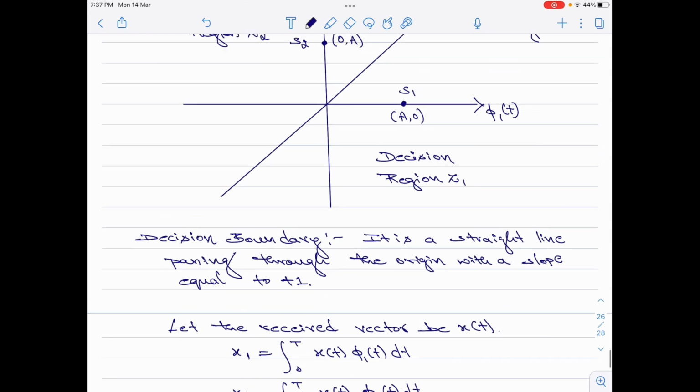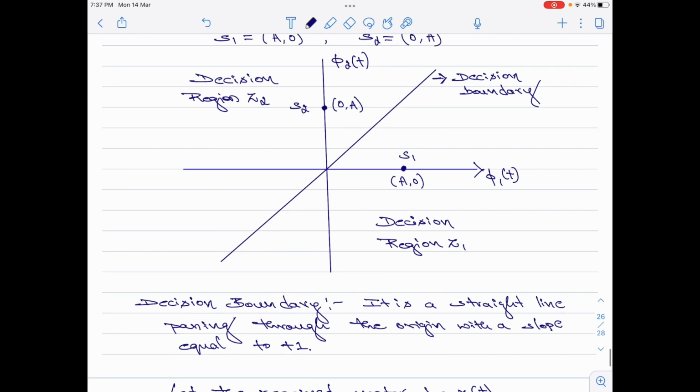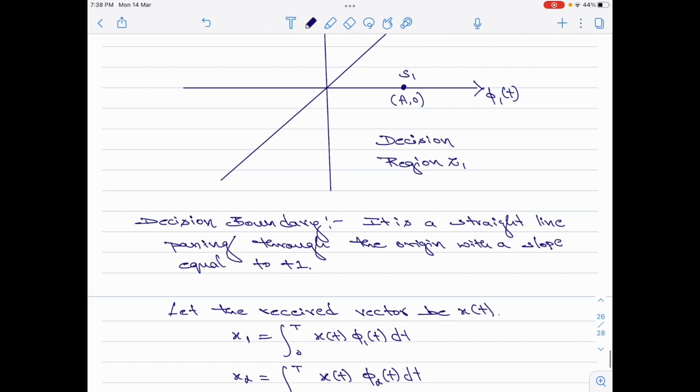Please note, for the received signal point to fall in decision region 1, x1 should be greater than x2, and if x2 is greater than x1, then it will fall in decision region 2. Therefore, we have made a decision based on the values of x1 and x2. This is for the first set of signals. Let us now move on to the second set of signals.